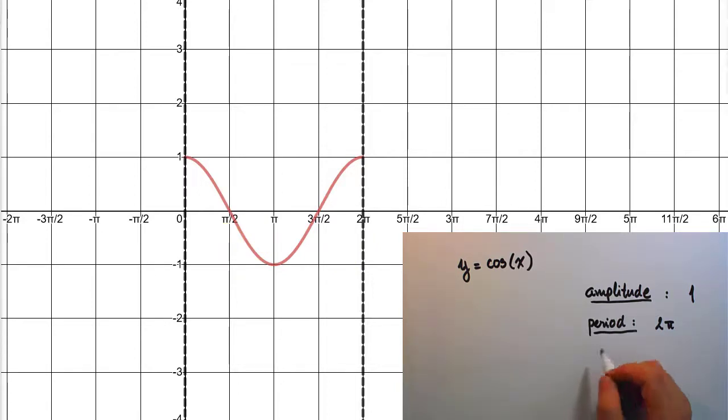This standard cosine function has a center line, which some textbooks refer to as the midline, which is the line y equals 0, or the x-axis. That line is right here, the x-axis, or the line y equals 0.